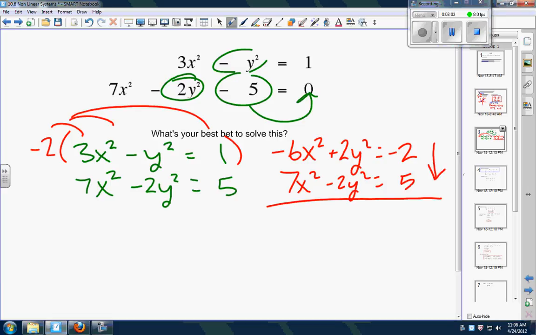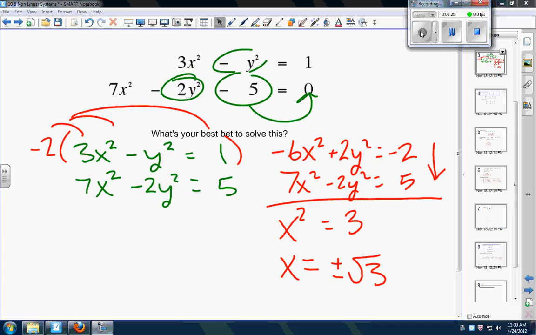We have the opposite same amount of variables, so we do this just like you guys have been doing for a while. You get an x squared equals 3. So the trick with this then is saying x equals plus or minus square root of 3, because we can have both values there.